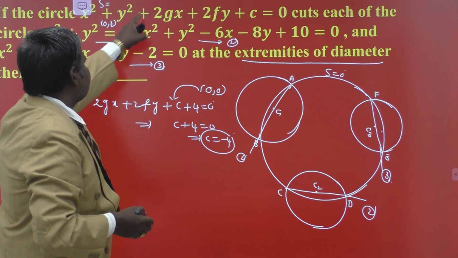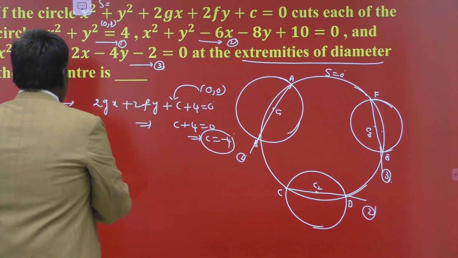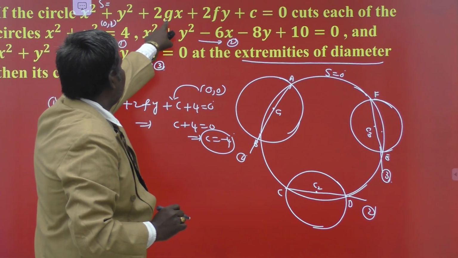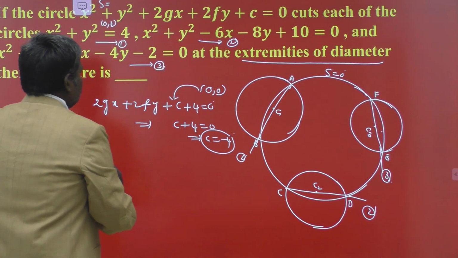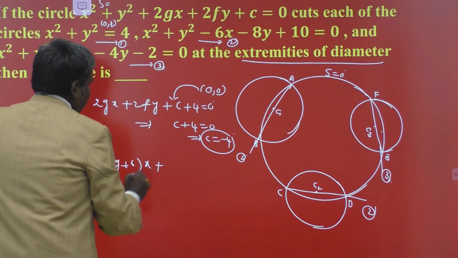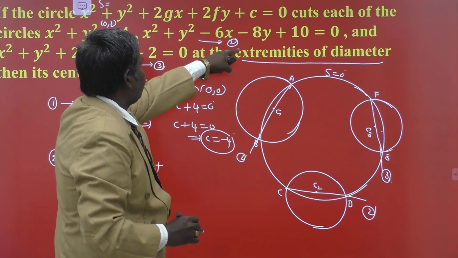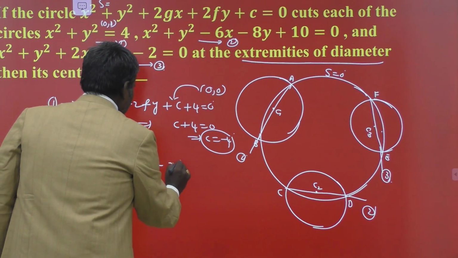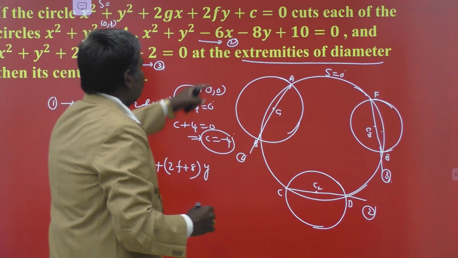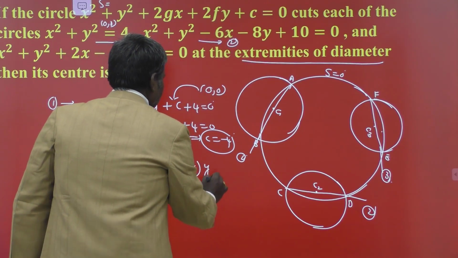Again, find the radical axis of S equal to 0 and the second circle. What we obtain? 2g minus of minus plus 6, 2g plus 6 times x, plus next what? 2f plus 8 times y. We are subtracting, plus c minus 10.